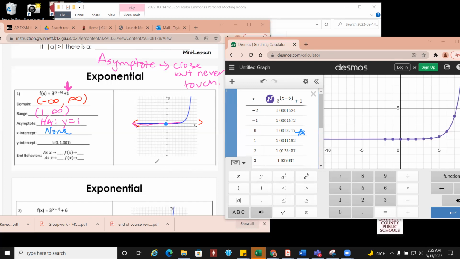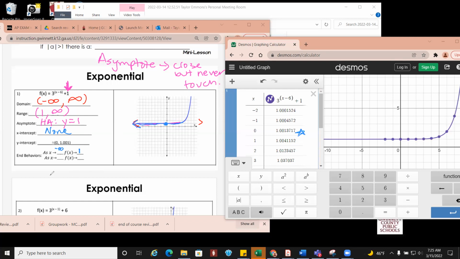All right, our end behavior. I know we struggle with this one, so pay attention. As x is going to the left, so as x approaches negative infinity, what happens to our y values? Where are our y values approaching? Well, they're getting closer and closer to 1, right?